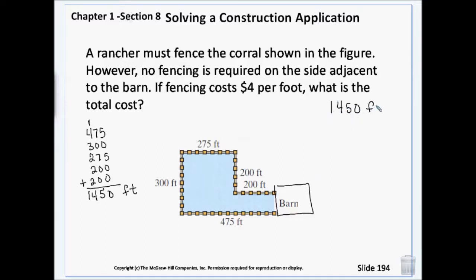Okay, so I have 1,450 total feet. What will I do to find out how much that costs? It's $4 per foot. Yeah, I'm going to multiply. So I get 0, 5 times 4 is 20, carry my 2. 4 times 4 is 16 plus 2, carry my 1. 1 times 4 is 4 plus 1 is 5. So this fence will cost $5,800.